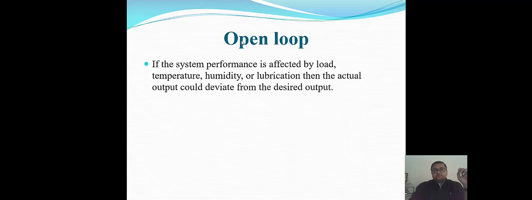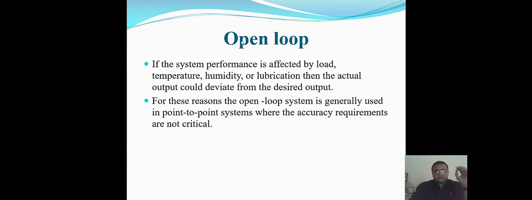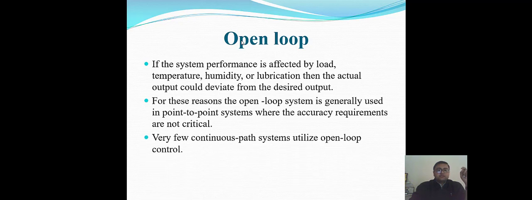In open loop system, if the system performance is affected by load, temperature, humidity or lubrication, then the actual output could deviate from the desired output. For this reason, the open loop system is generally used in point-to-point systems where the accuracy requirements are not critical. Very few continuous path systems utilize open loop system. So this is all about the open loop system. If it is asked in the GTU examination, you can explain it in a better manner.